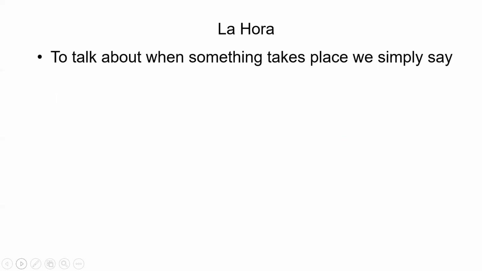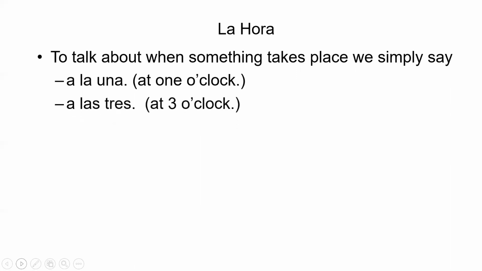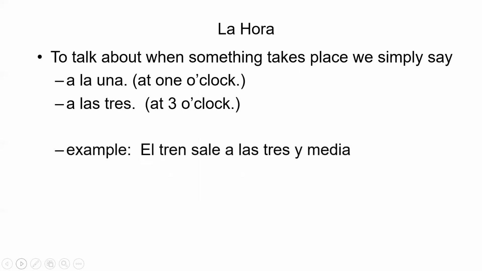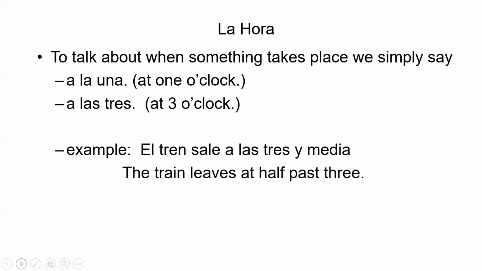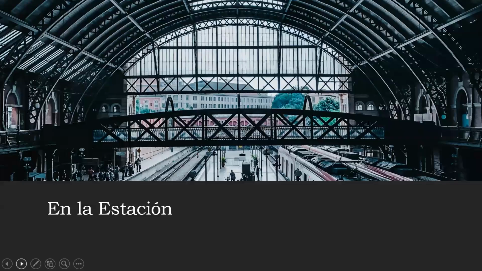To talk about when something takes place in Spanish, we drop the es, la, and the son, las, and we simply say a. A la 1, at 1 o'clock, a las 3, at 3 o'clock. For example, el tren sale a las 3:30. The train leaves at 3:30. So let's head to the station, shall we?